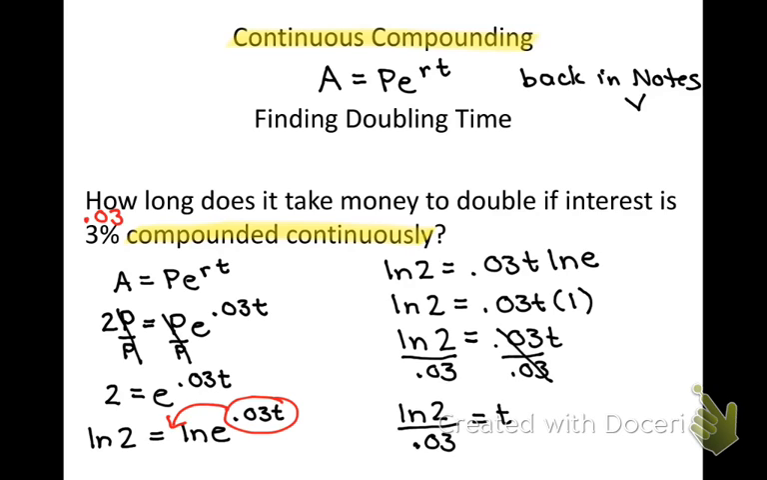Now this is my exact answer. In order to get an approximate answer, we are going to make sure that we put this expression into our calculator. So I'm going to do the ln of 2, make sure you end that parenthesis, and then do divided by 0.03. And I get 23.10490602. So let's say approximately 23 years.